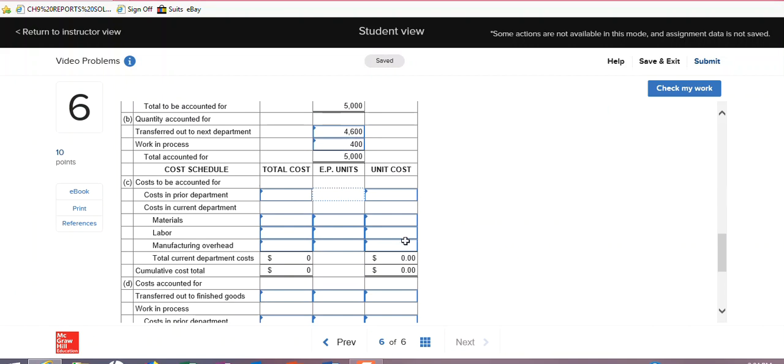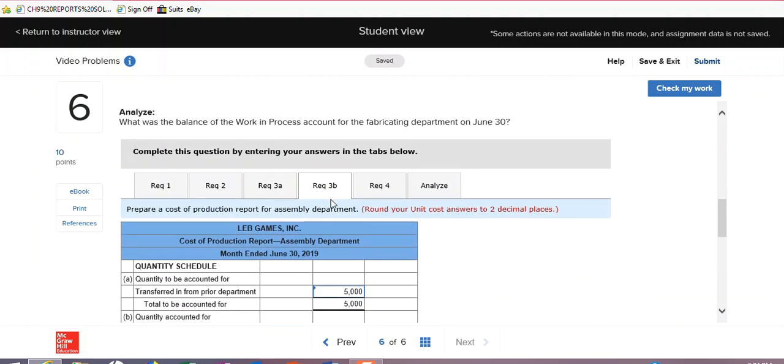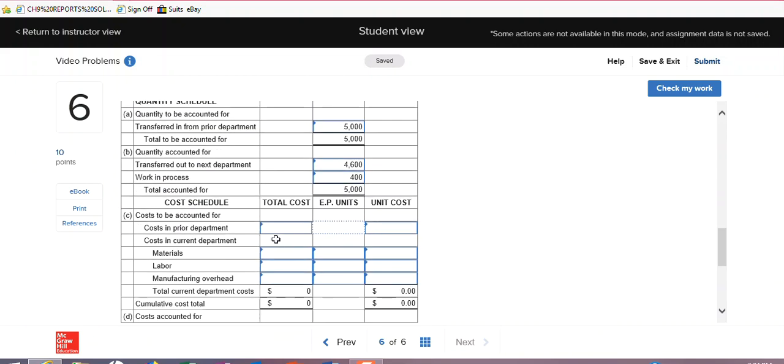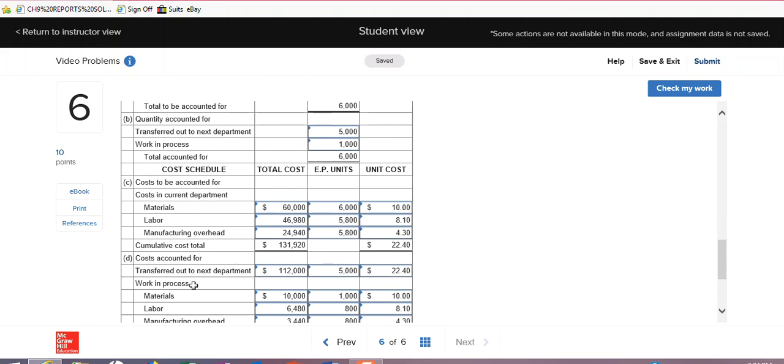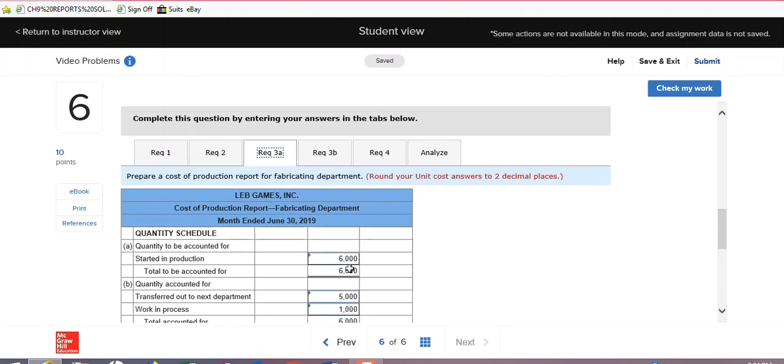So I always put the units in first, and I get those from the previous charts. So this one actually says cost in prior department. Look at this one before. There is no cost in prior department because there's not a prior department. But since the assembly department has a prior department, we have to account for the cost that we inherited. So those costs are right here. That's that $112,000 that we calculated that we transferred out to next department. So we're going to take this whole line and just move it over.